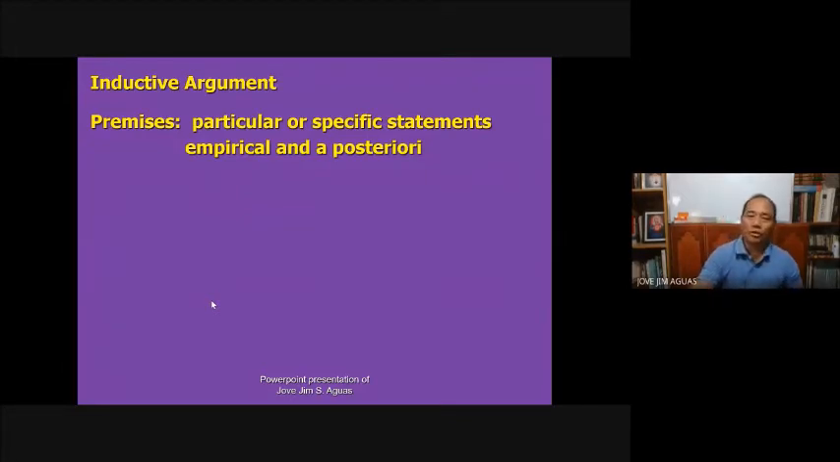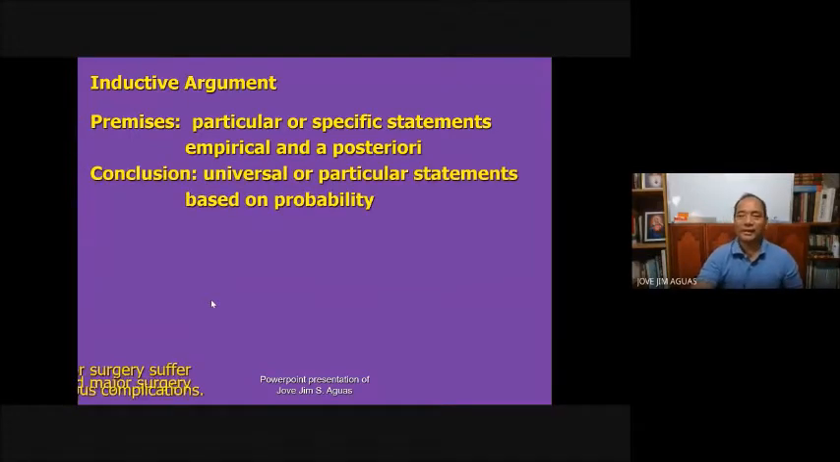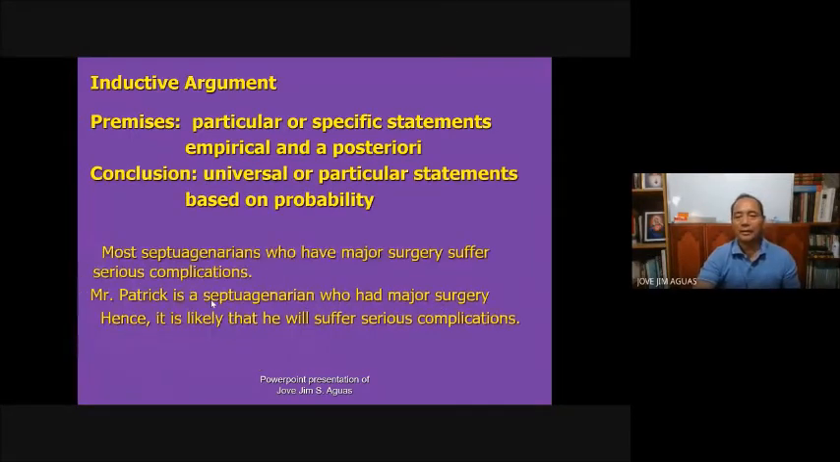Okay. And of course, the conclusion is a universal or particular statement, but they are based on probability. So the difference also in conclusion: in deductive argument, the conclusion is necessarily true, while the conclusion of an inductive argument is based on probability.